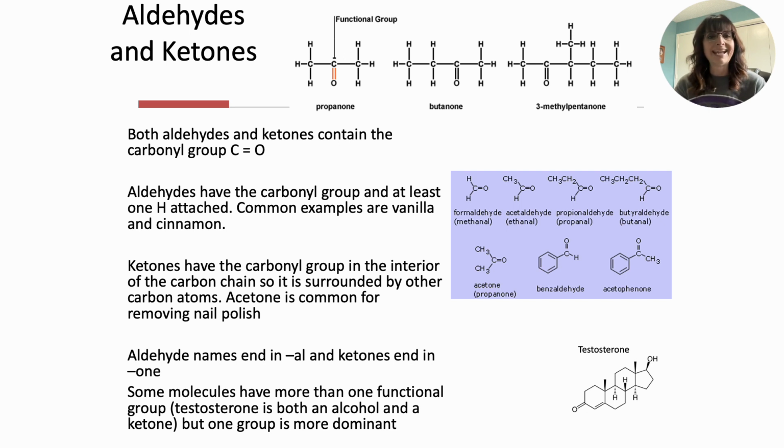Aldehydes are going to change the ending of their names to AL. Ketones change the ending to ONE. And some molecules have more than one functional group, for example, testosterone there. But usually one of the groups has the more predominant chemistry. So if you look again at the ONEs, these are ketones. You're going to see that CO group in the middle versus an aldehyde, the CO is always on the end. And there's your difference between ketones and aldehydes.